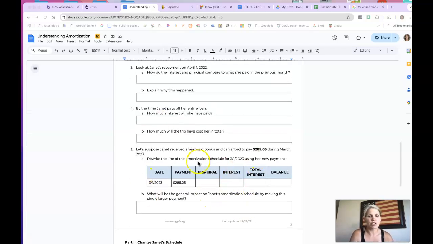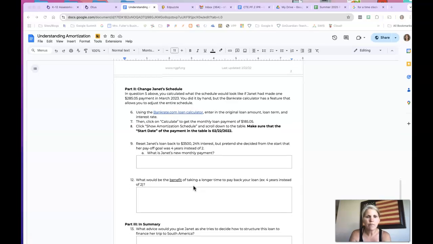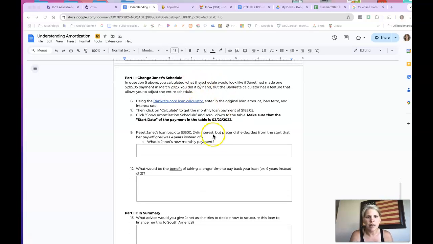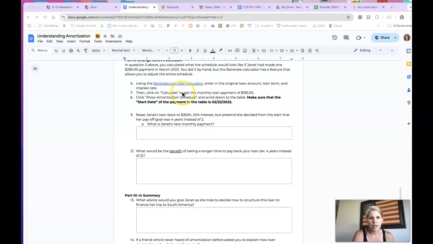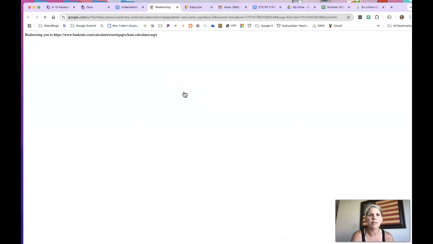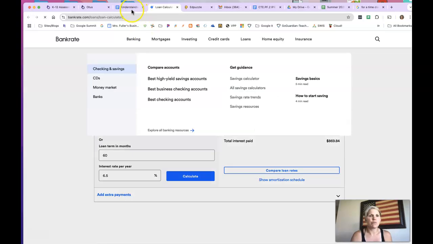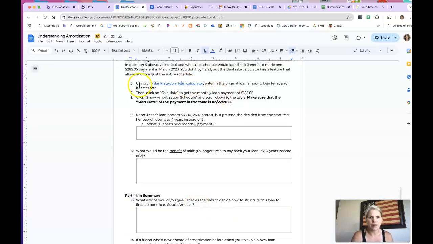So that's just kind of the general stuff. We're not going to look and worry about this extra payment because you won't need to do that on the next one. So now what you're going to do is use the bank rate calculator, and I'll just open that so you can kind of see how it works. And then you're just using the information here, which is still $3,500, 24%, but this time she's going to pay it off in 4 years.